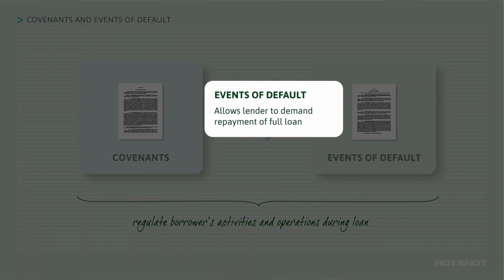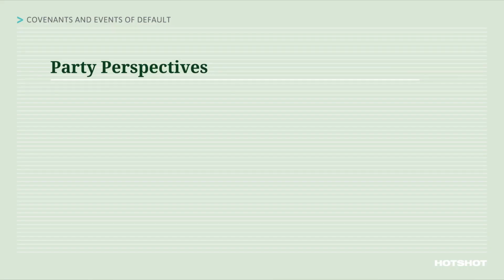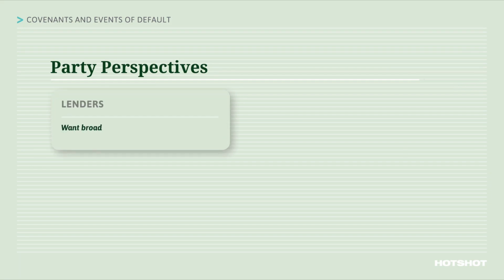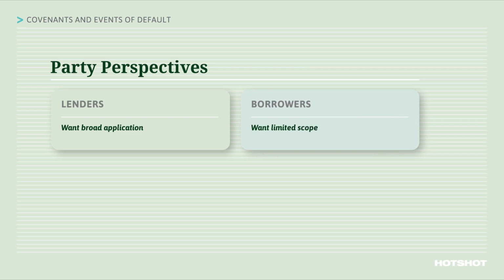of the entire loan. It's common for many of the covenants and events of default to apply to the borrower's guarantors or other subsidiaries, as well as the borrower. The exact parties that are picked up by the provisions are usually heavily negotiated and depend on the particular covenant or event of default in question. Lenders naturally want the provisions to apply as broadly as possible, while borrowers want a more limited scope.